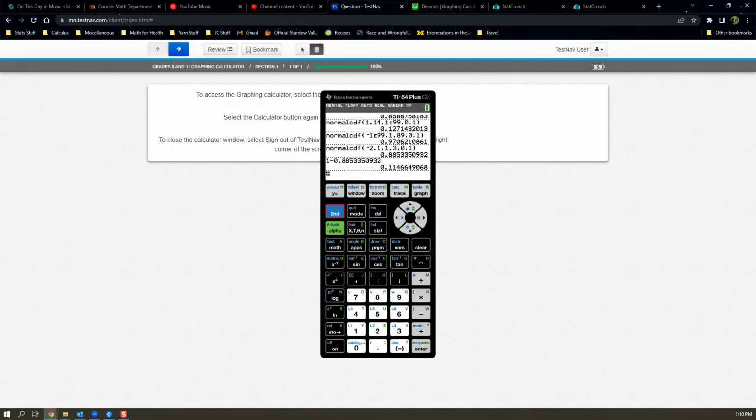All right, so it's in the distribution menu just like it was before, but you're going to use inverse norm. It mentions it on the sheet. So inverse norm is the third one down. And this is where it gets a little dicey.